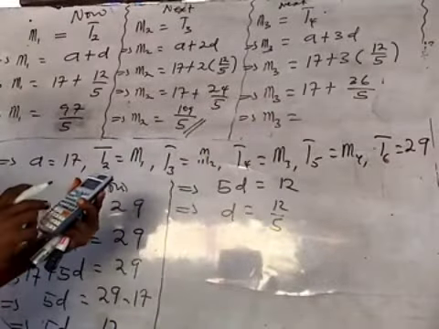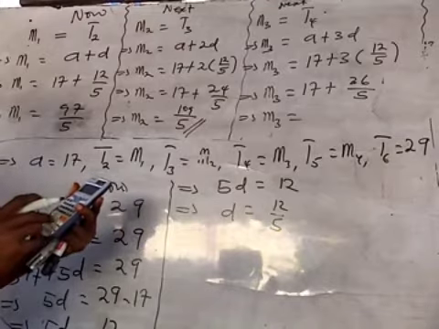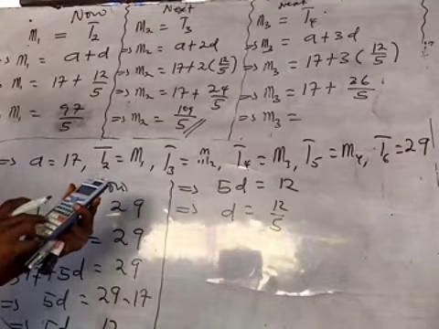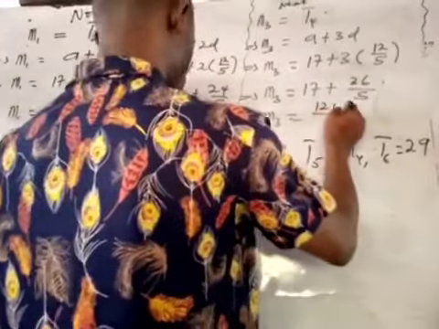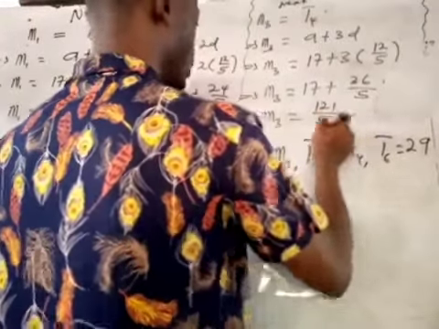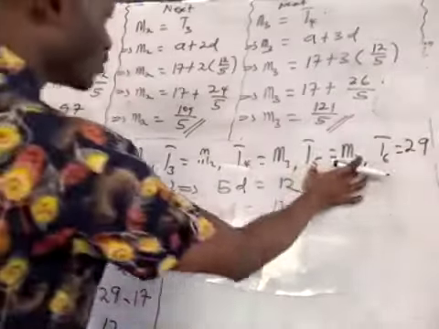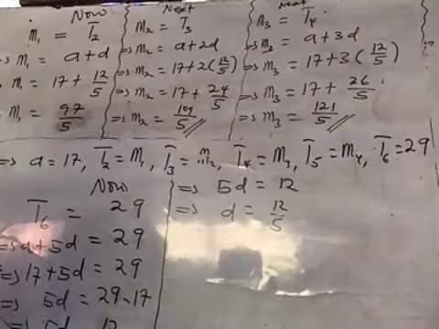So when we resolve this, the third arithmetic mean will be equal to 17 plus 36 over 5, and I think that gives us 121 over 5. Then we can equally finish up the work. So we can equally find the fourth arithmetic mean.